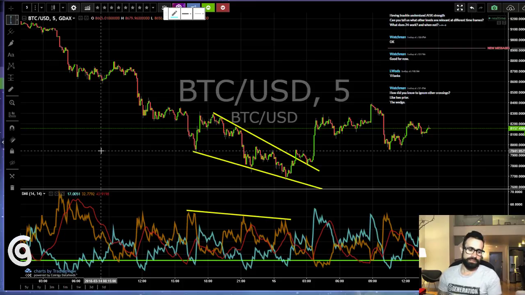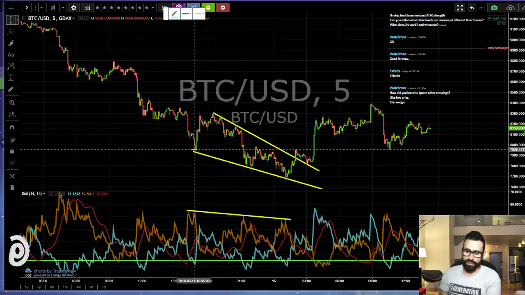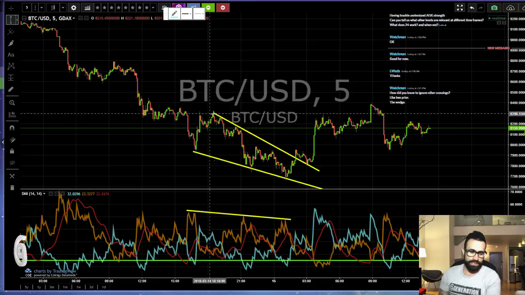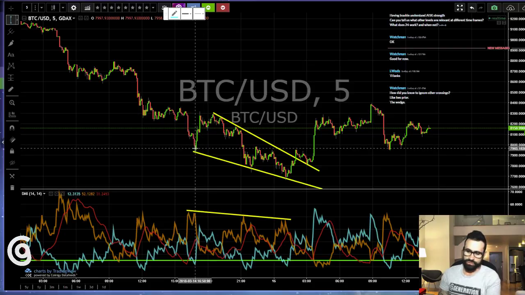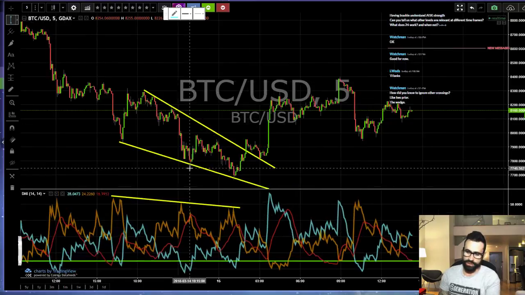Give me a full sentence. Give me a full paragraph. The two prior to the wedge. Well, you could have traded those, but they're a really risky entry. This is a really risky entry with somewhat of a no confirmation.